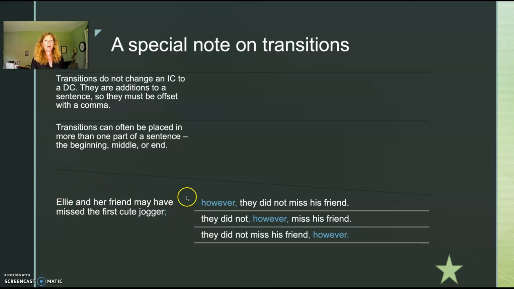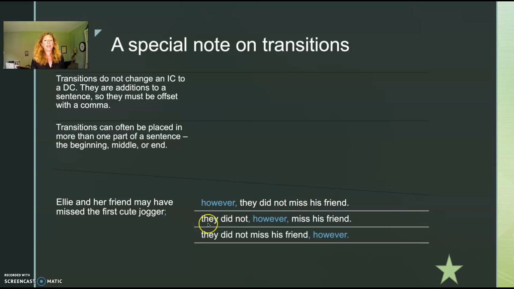Here I've made a compound, I don't know what kind of sentence this is. You tell me, let's read it. Ellie and her friend, okay, we've got a compound subject, may have missed the first cute jogger. Okay, they may have missed the first cute jogger. There we go. Then we have a semicolon. So I'm adding on another sentence, but you can see I'm using a transition, okay? However, comma, they did not miss his friend.